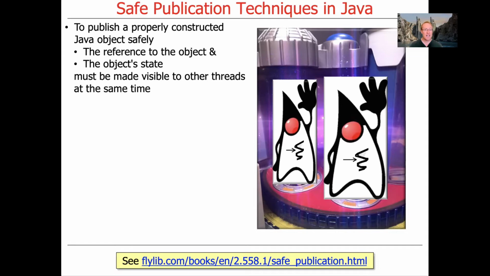Again, just to recap, if you have a properly constructed object and you want to publish it safely between multiple threads, here are the things that you have to do. You have to make sure that the reference to the object and, perhaps more importantly, the object state are made visible to other threads at the same time. It's not sufficient just to have the reference to the object visible, because if its state hasn't caught up with the reference, then another thread can access the state incorrectly because it hasn't been published yet.